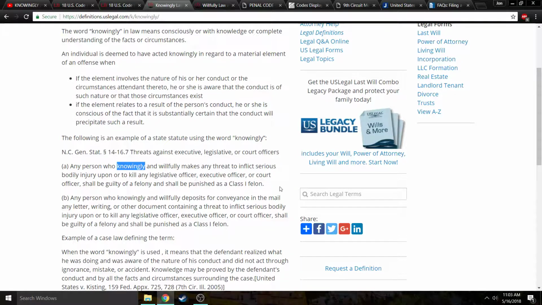And then they have to willfully make a threat to that person that they know is a legislative officer, executive officer, or court officer. So the knowingly applies to the perpetrator would have to know that these are officers. So I hope that clears that up a little bit. It is a poorly worded example, but it wasn't mine, so don't blame me.